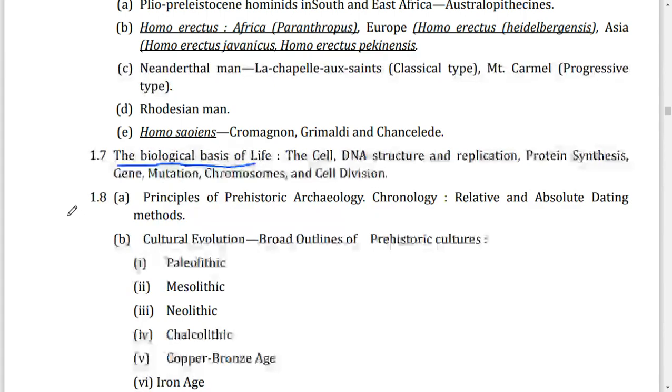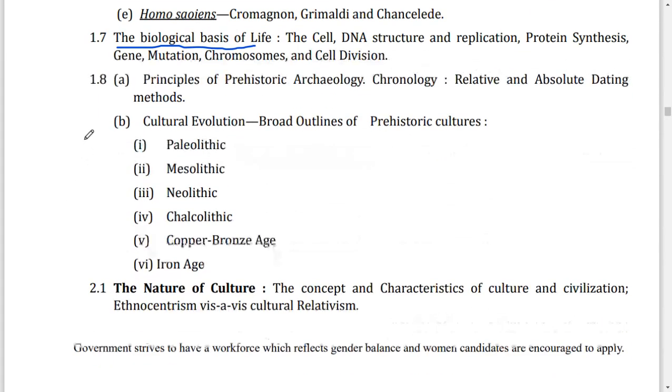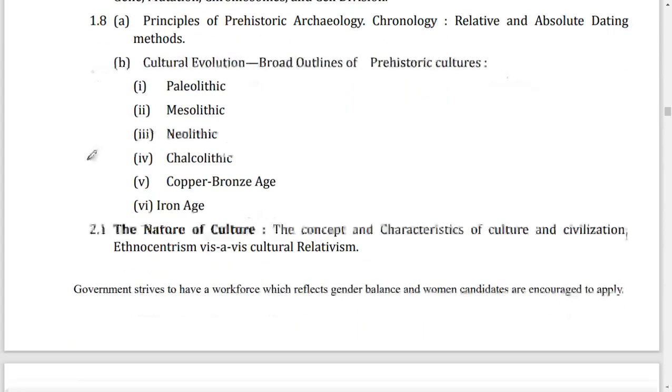1.8 A. Principles of prehistoric archaeology, chronology, relative and absolute dating methods. B. Cultural evolution, broad outlines of prehistoric cultures: 1. Paleolithic, 2. Mesolithic, 3. Neolithic, 4. Chalcolithic, 5. Copper-Bronze Age, 6. Iron Age.